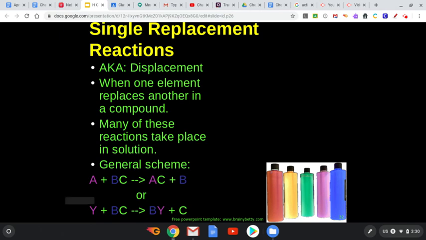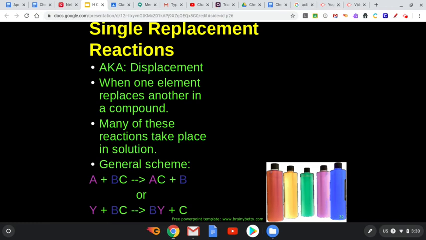This section is on single replacement reactions and predicting their products. Single replacement reactions are also known as single displacement reactions in some cases. It's the same thing, just a different name. When one element replaces another element in a compound, that is considered a single replacement reaction.